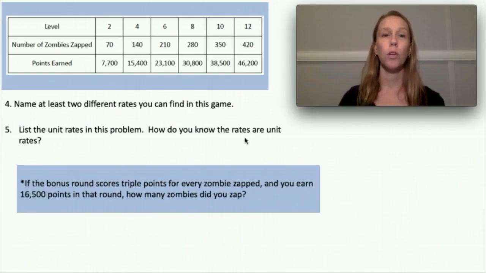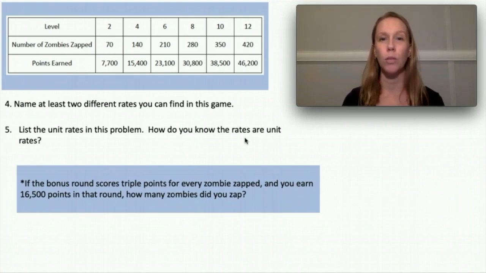Number 4, we're going to name at least 2 different rates that you can find in this game. This could be any rate that you want. It's completely up to you. One example might be 70 zombies zapped for every 2 levels, and you could really choose any of the numbers on the table that you'd like. But number 5 is where we list the unit rates.